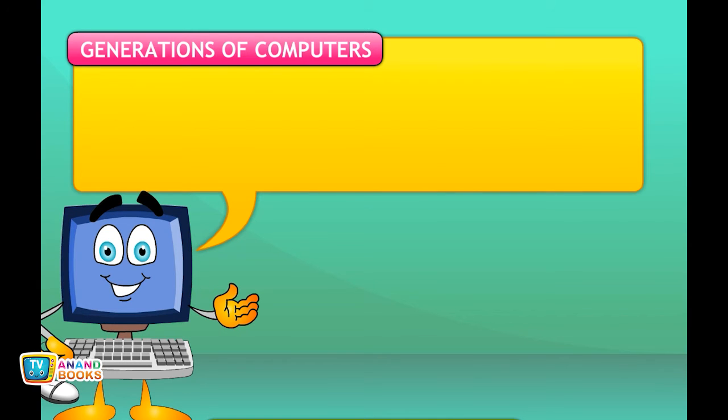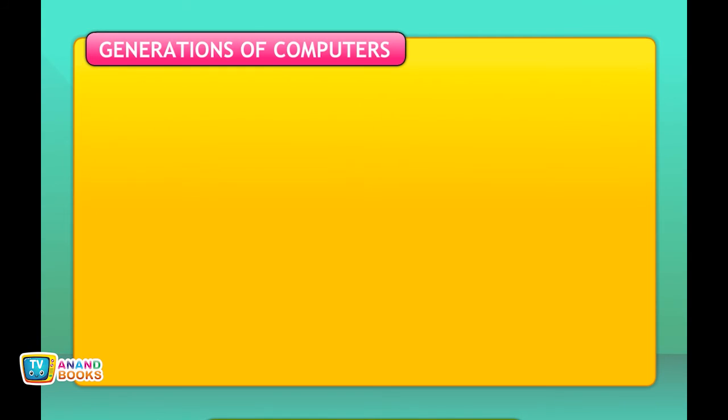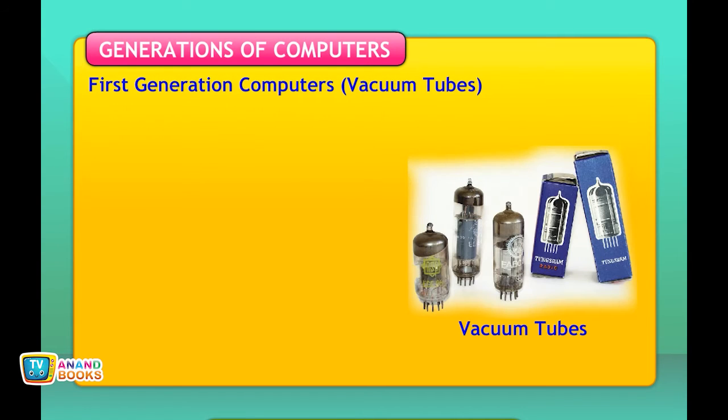Generations of computers. With the evolution of ENIAC started the technological era. The computers were classified into various generations of computers based on the technology used in them. Let's learn about it. First generation computers.